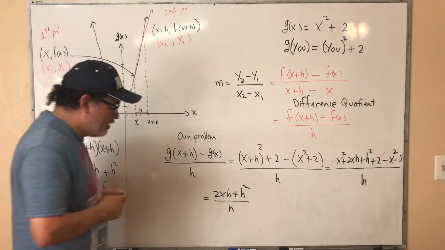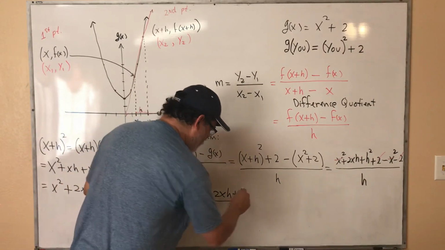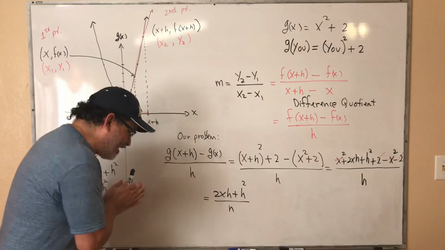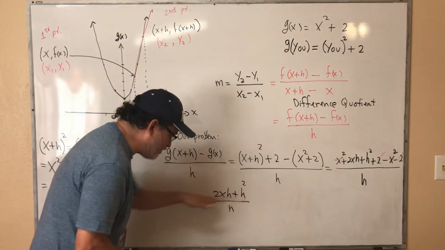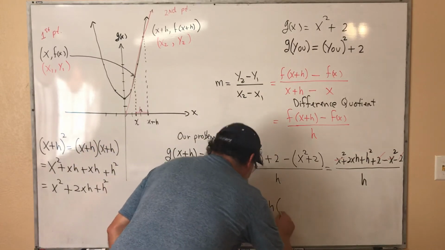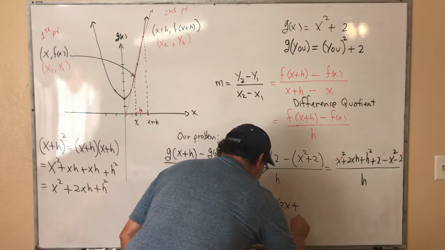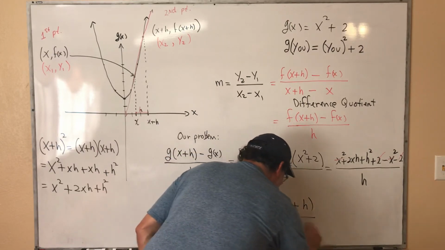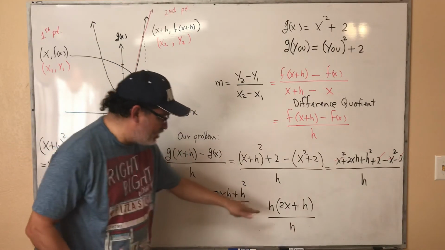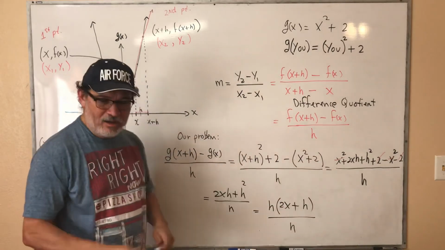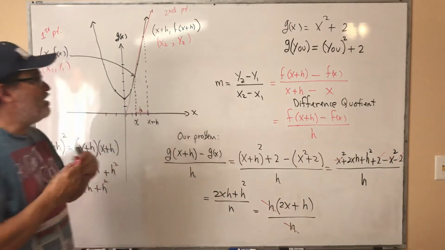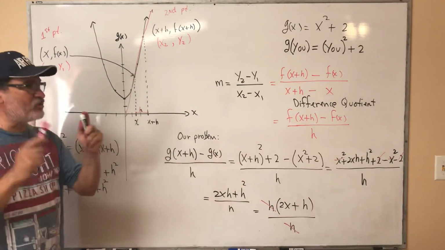That's what we get. By the way, that's a power of 2, okay? Right there. Can we simplify this? Yes, we can. How do we simplify this? Let's factor out an h. h times 2x plus h divided by h. Look, h times that is 2xh. h times h is h squared. Okay, but we needed to do that. And this h cancels this h. And yes, we got the difference quotient.